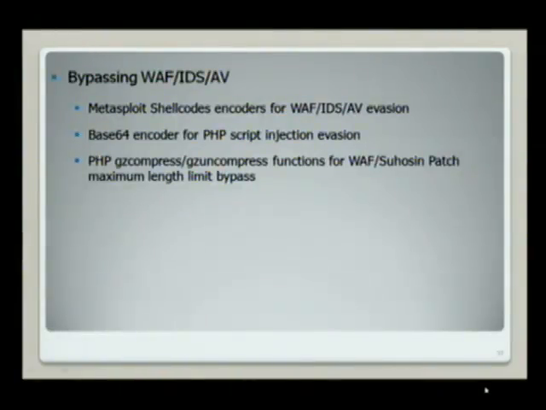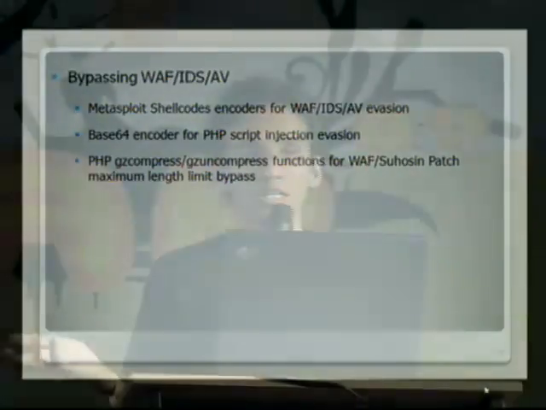And here are some simple techniques for bypassing web application firewalls, IDS, and antivirus. When you upload your Metasploit shellcode, you can simply use a Metasploit shellcode encoder to bypass some of these security mechanisms. Then a base64 encoder can be used to encode your PHP script, so it is not detected as a PHP script injection by some of the web application firewalls. And then we can use gzcompress and gzuncompress. This is a zlib library that you can use to compress your code to make it smaller, to bypass the maximum length limit.